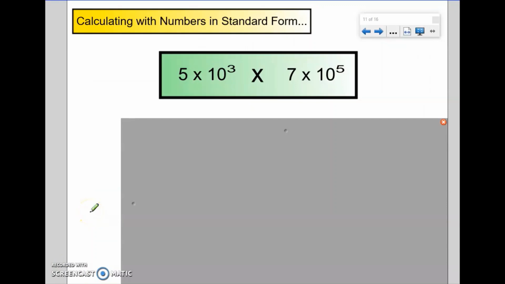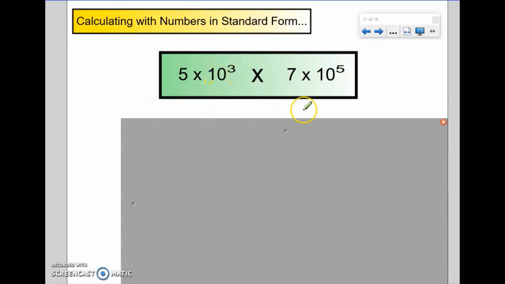Okay, so now we have an idea how to convert numbers into standard form. We are going to have a look at calculating when those numbers are in standard form. So I'm going to talk you through two examples, one multiplication question and one division question. Then there'll be a few tasks for you to have a go at.